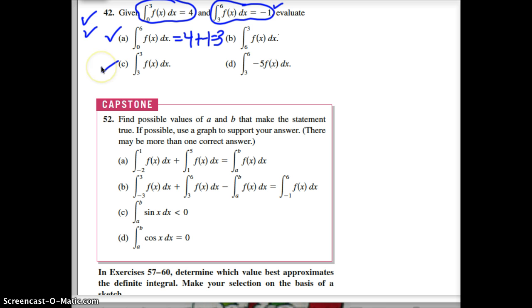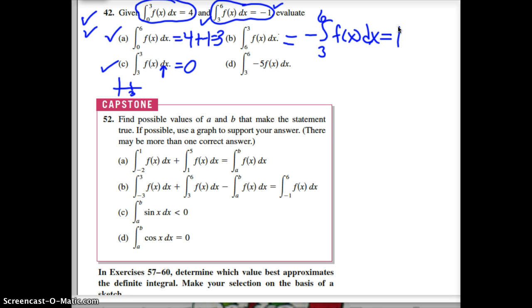This one's obvious because I'm just going from 3 to 3. That means dx is 0. I have no delta x. I can't have any area there, so that would be 0. Now from 6 to 3, they didn't give me 6 to 3, but they gave me 3 to 6. And we have a property that says if you're going to change the limits, you have to take the opposite. If you look back, I believe it was property number 1 actually. So it would be positive 1.